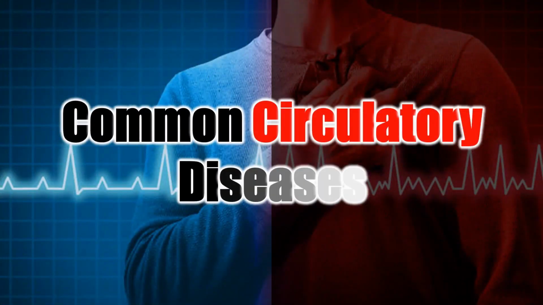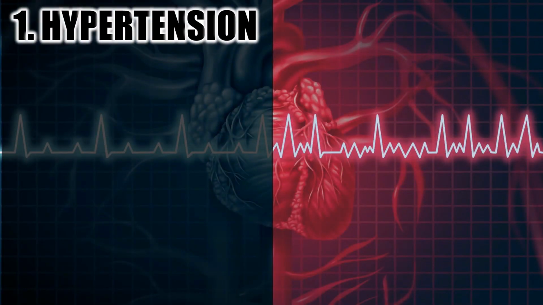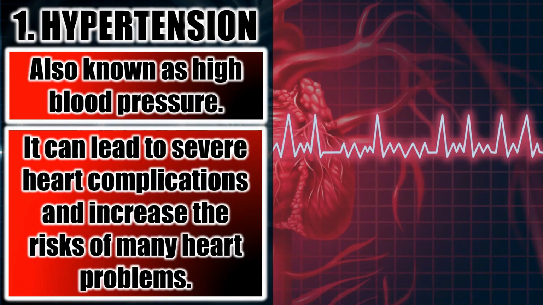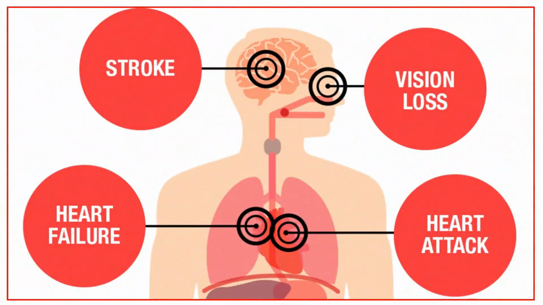The next topic that we are going to discuss are the common circulatory diseases. Number 1 is hypertension. It is commonly known as high blood pressure that can lead to severe heart complications and increase the risk of many heart problems. And the leading causes of this disease are smoking, obesity, and too much alcohol consumption. Hypertension, if not managed properly, may lead to stroke, vision loss, heart failure, and heart attack.